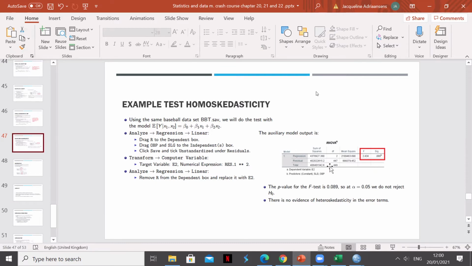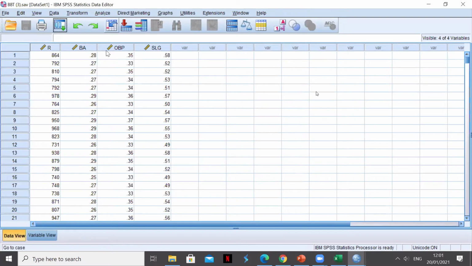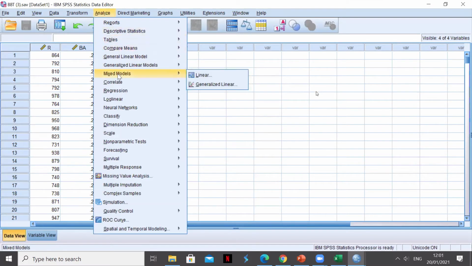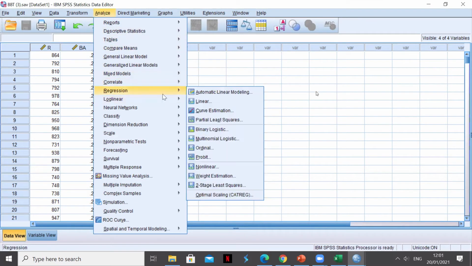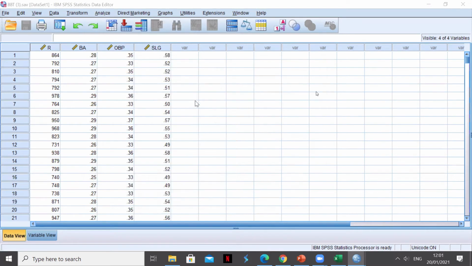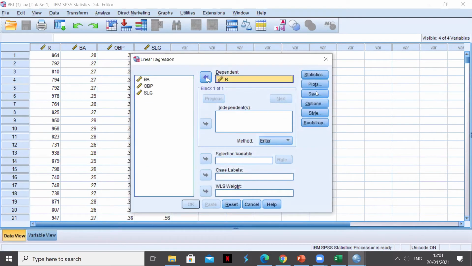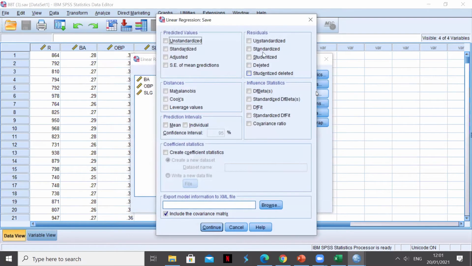Okay, so what are we going to do? We are going to test. We first always have to estimate our normal model, regression and linear. So we put in the R as the dependent variable, and we put in the OP and the SLG here. And we save our unstandardized residuals.